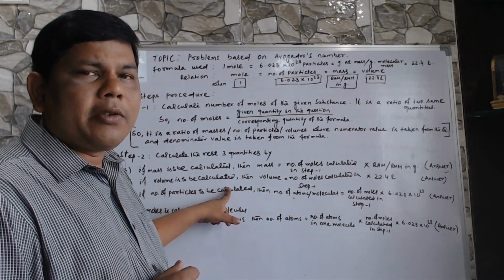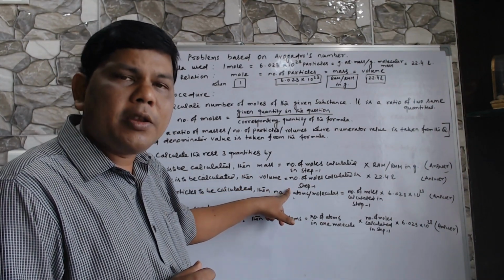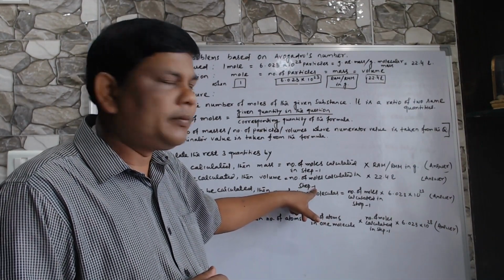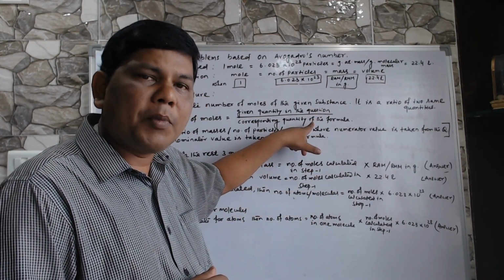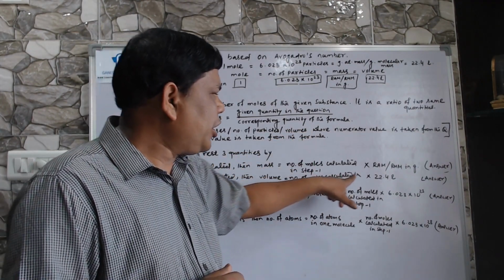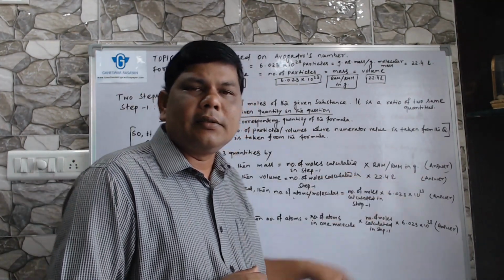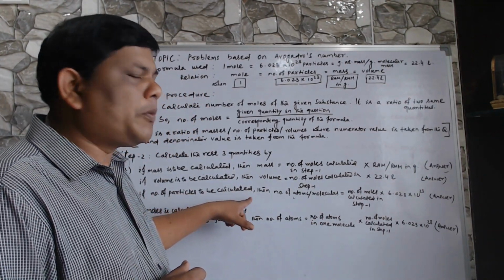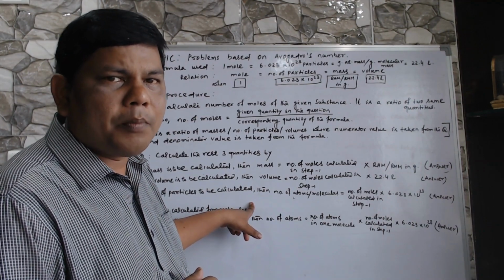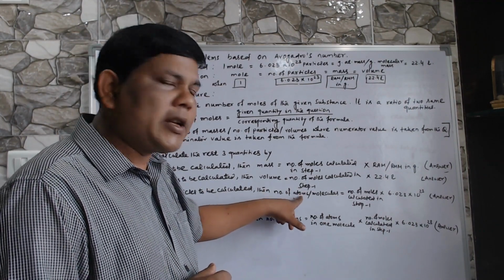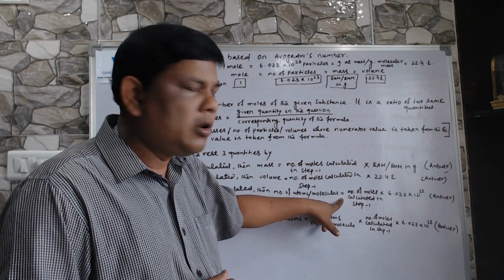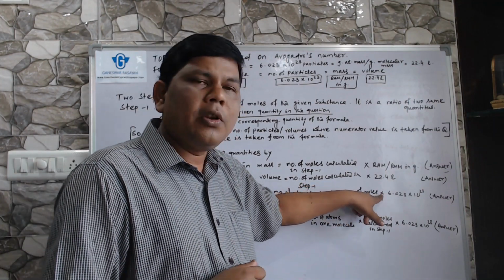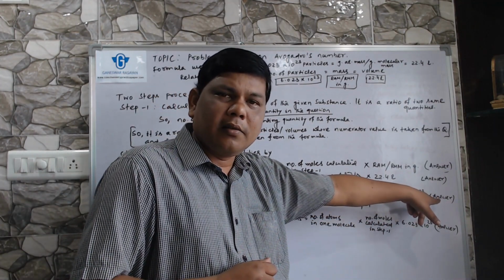If volume is to be calculated, then volume is equal to the number of moles calculated in step 1, same format, into 22.4 liters, which gives the answer. Simple. If the number of particles, number of atoms or number of molecules, is to be calculated, then it is equal to, in the same way, the number of moles calculated in step 1 into Avogadro number, and that will give you the answer.